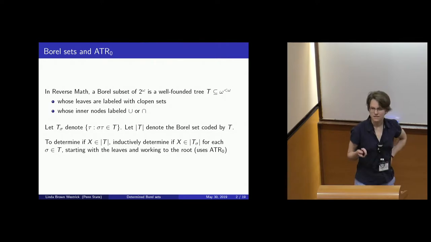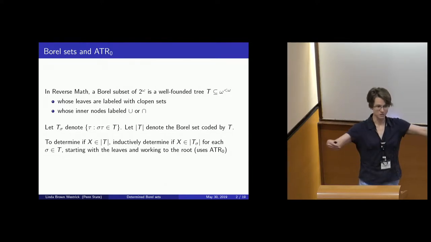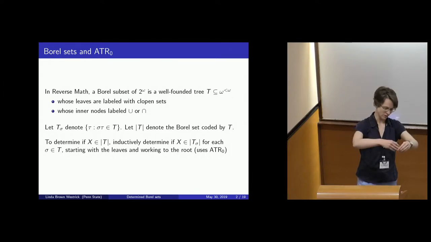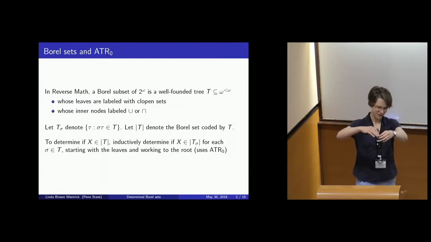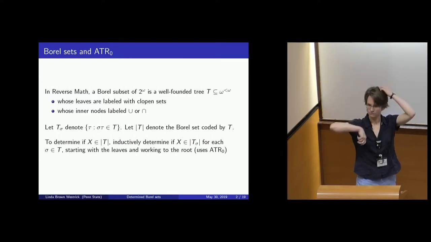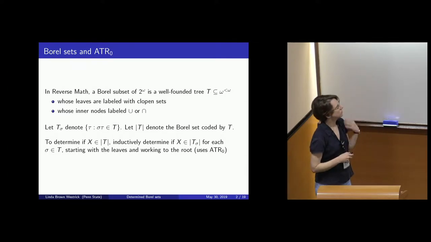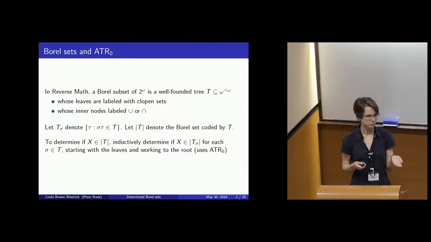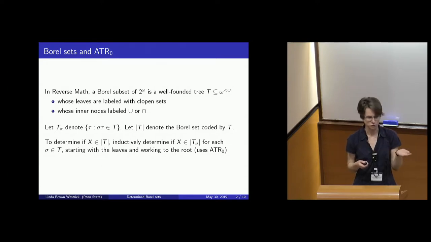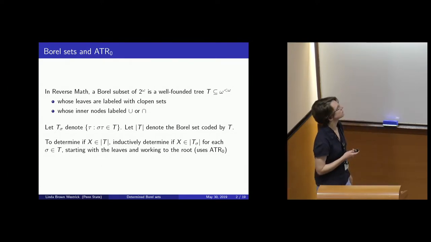All right, so what does it mean to say that X is an element of a Borel set? Well, starting from the leaves and working your way up to the root, you have to know for every set that was used to build up the Borel set, is X in there? I know that X is in one of these sets, it's a union, okay, so I know that X is in this next set, and eventually you figure out, oh yeah, X is in or out. So this is a process that uses arithmetic transfinite recursion, sort of naturally, in order to carry it out.